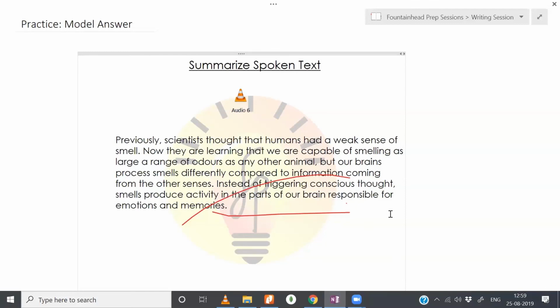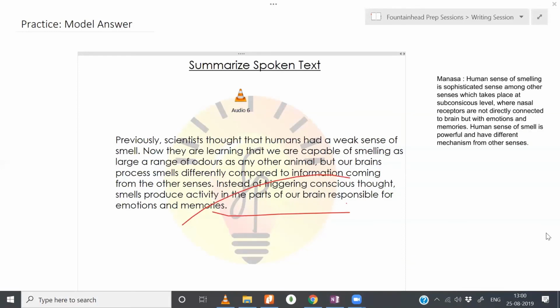Right. One important thing I saw: some of you wrote that it works differently and just left it like that. For example, "Human sense of smell is powerful and has a different mechanism from other senses." So again, understand that the reader would expect how it is different. If you are writing that sentence, you have to ensure that that point is addressed.